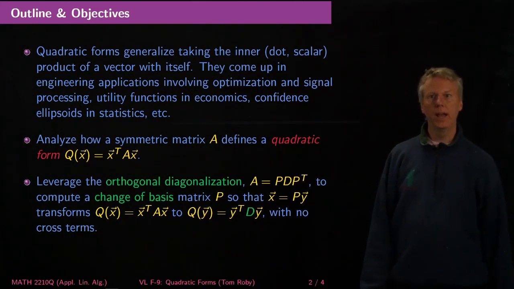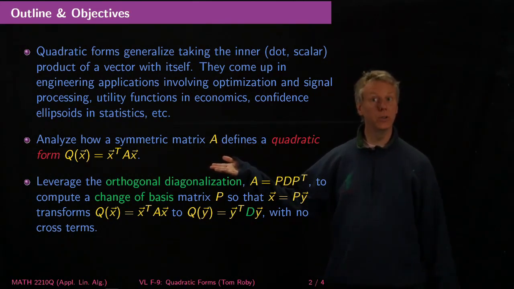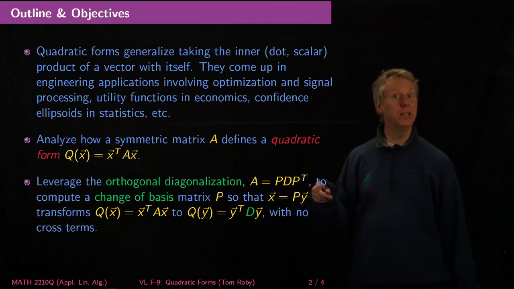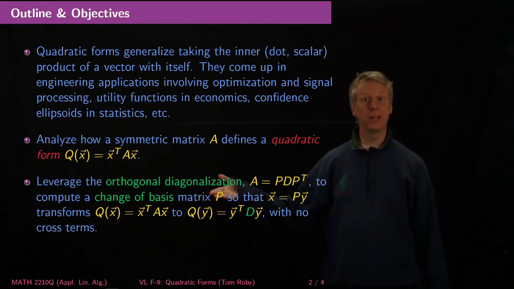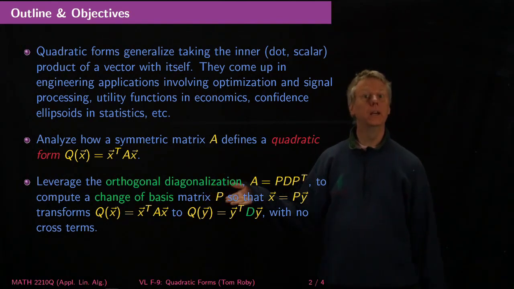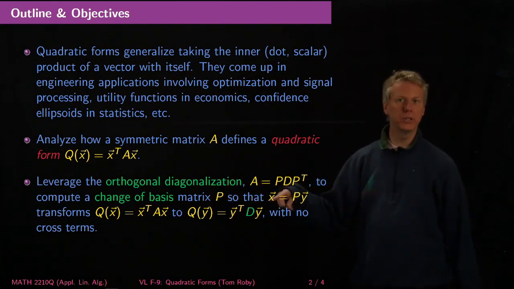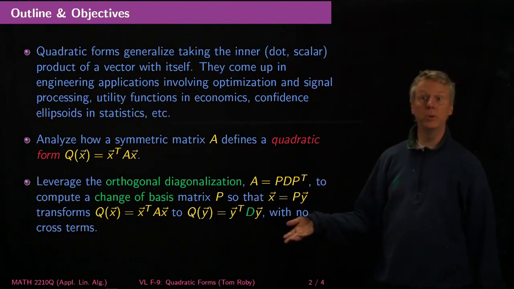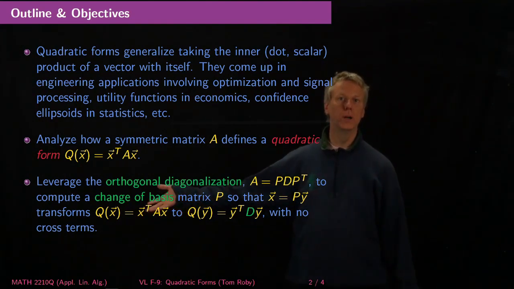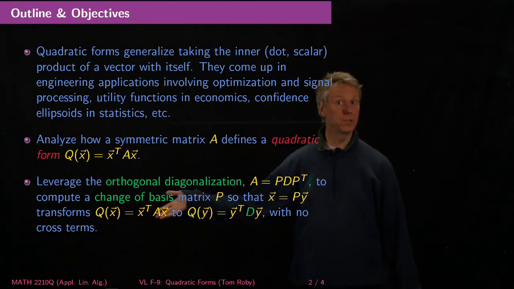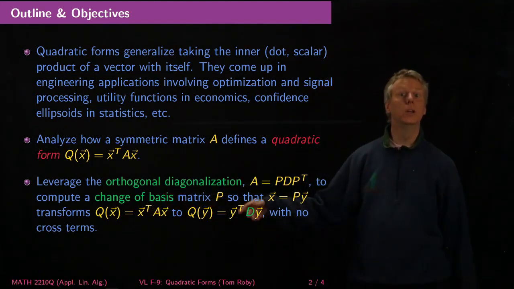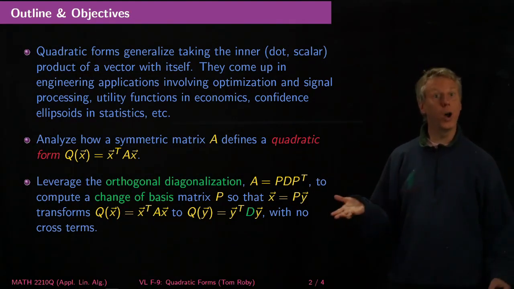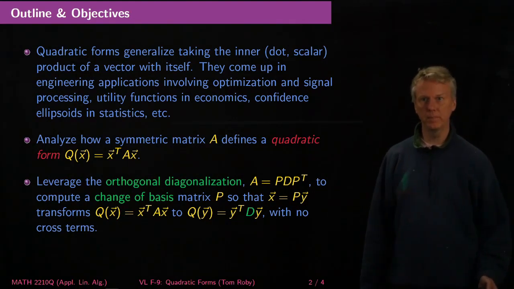Then we'll leverage the orthogonal diagonalization of a matrix A as P D P transpose to compute a change of basis matrix P, that'll be the same P, which allows us to go back and forth between x coordinates and y coordinates. And with this change of variable, we'll be able to transform a quadratic form that's harder to understand into one that's more easily understood because it's given by a diagonal matrix, and that'll mean that it has no cross terms, and I'll explain what that means in a second.